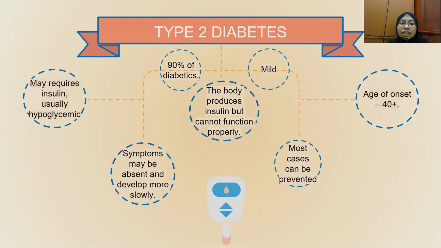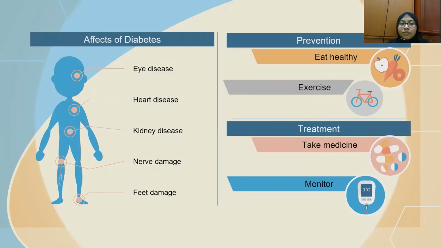Next, this is the description for type 2 diabetes. Individuals with type 2 diabetes may require insulin, usually hypoglycemic. The symptoms may be absent and develop more slowly, and most cases can be prevented by adhering to a low-fat, low-sugar diet and exercising regularly.